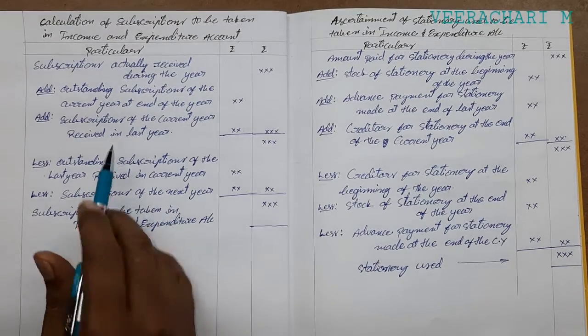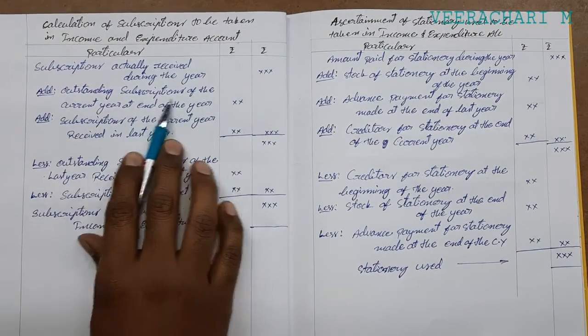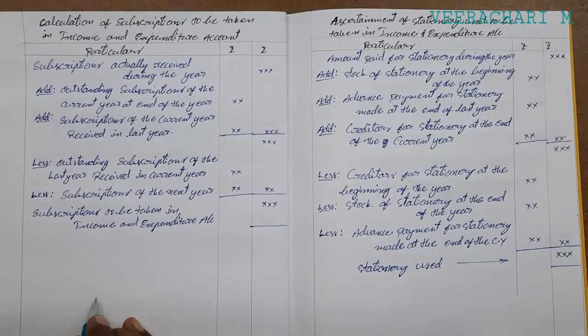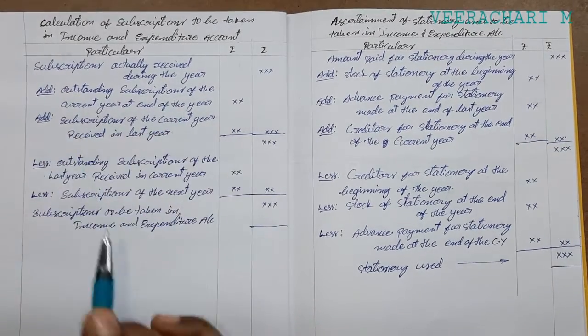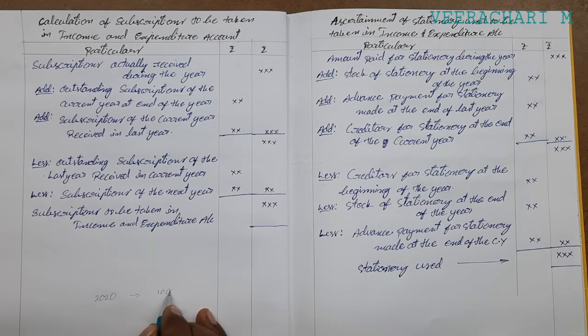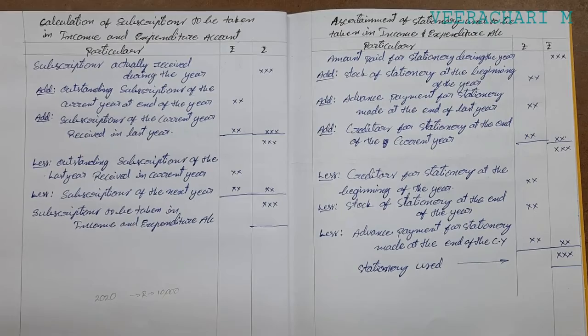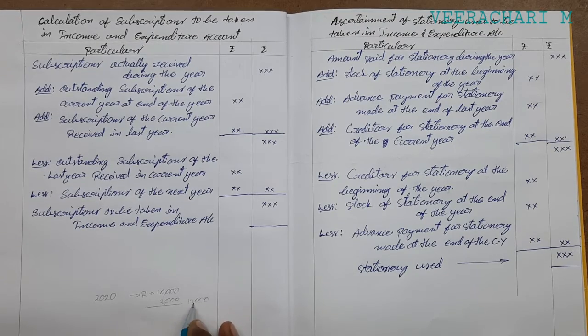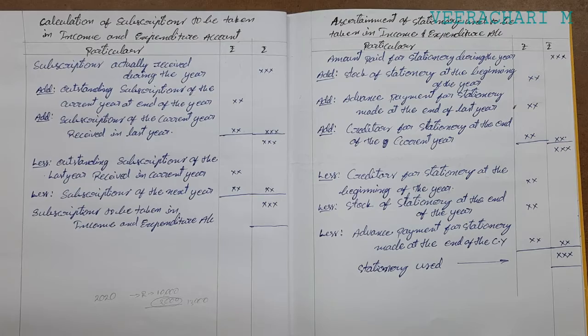So let us see what the items are. First, add outstanding subscriptions of the current year at the end of the year. For example, we are in 2020. Total subscriptions for the current year are 12,000, but we received only 10,000 rupees. The remaining 2,000 is outstanding. So for the current year it is 12,000. That 2,000 we should add, because it is current year income only, but not received.